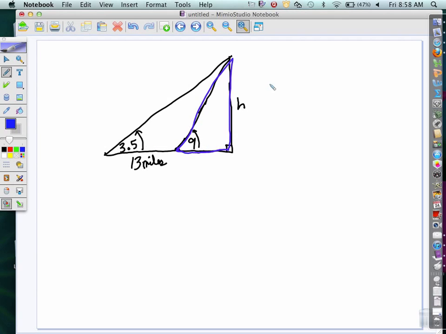So let's do tangent of the small triangle. We have tangent of 9 degrees equals h over, and what we have to do is insert a variable, let's call it x, because we don't know what it is. Now we're going to go to the big triangle. We'd have tangent of 3.5 equals h over 13 plus x. That's just the segment addition postulate.